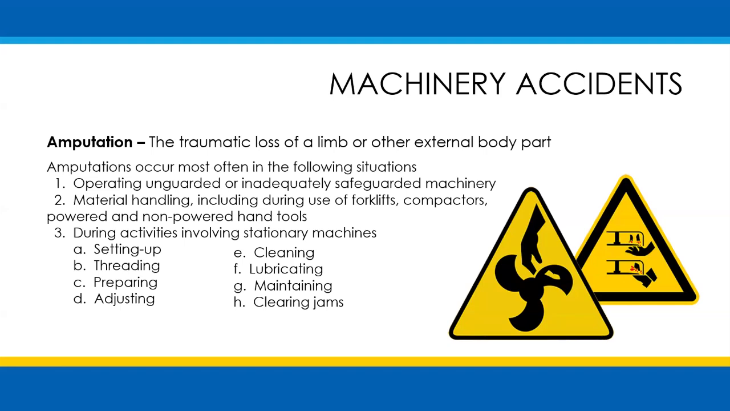Most amputations involve fingertips. An injury is considered an amputation if there is the traumatic loss of a limb or other body part. Most amputations occur in the following scenarios: operating unguarded or inadequately guarded machinery, material handling operations including the use of forklifts, compactors, and hand tools, and during activities involving stationary machines. This includes setup, threading, preparing or adjusting machinery, cleaning, lubricating, maintenance, and when clearing jams.